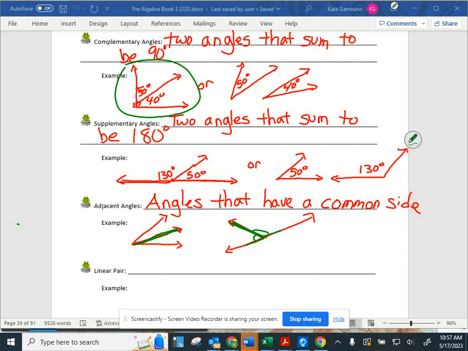It's like a rectangle can be a square, but it's not always a square. So a square is always a rectangle. Adjacent is always next to each other. They don't always have to be complementary. Okay. I need to erase so I can scroll up.